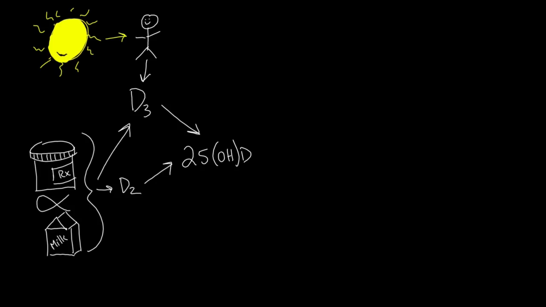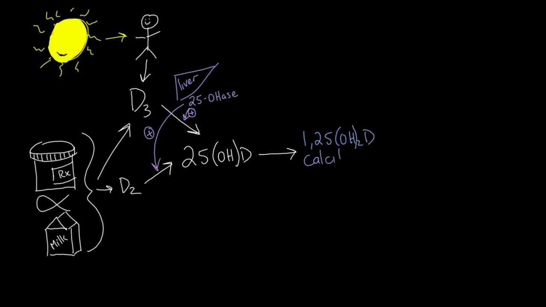Both vitamin D2 and D3 are equally converted to the previously mentioned prehormone 25-hydroxyvitamin D in the liver via the enzyme 25-hydroxylase. The final step in the pathway is when 25-hydroxyvitamin D is converted to the active hormone 1,25-dihydroxyvitamin D, also called calcitriol. I may use these words interchangeably, but they have the same meaning.